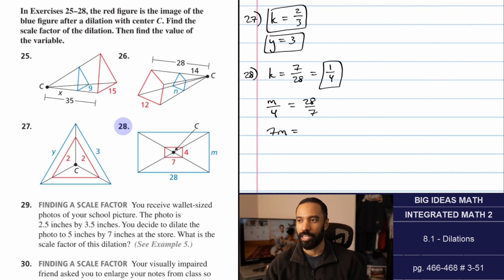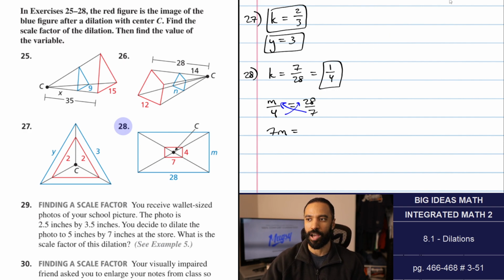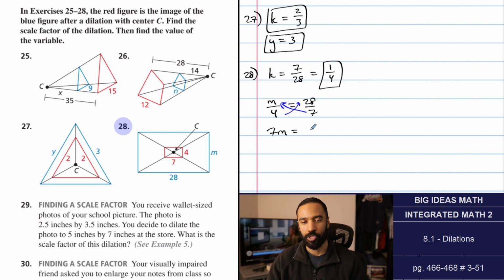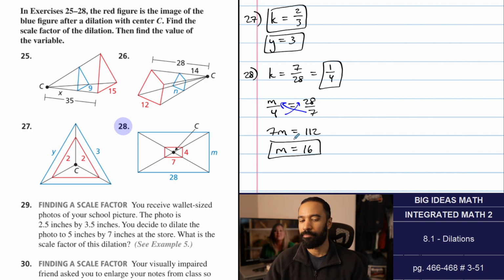But just to kind of tell you what we're going to be doing in the future and what the first problem would have been good with, proportions and cross multiplication. 4 times 28 is 112, and then divide by 7, you get m is 16. So that's the M value.